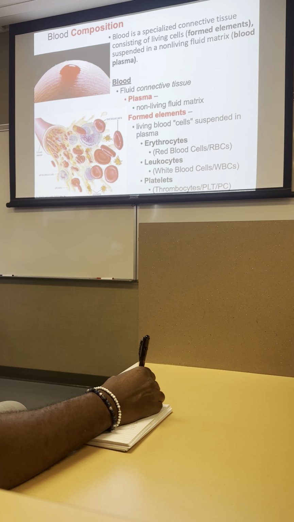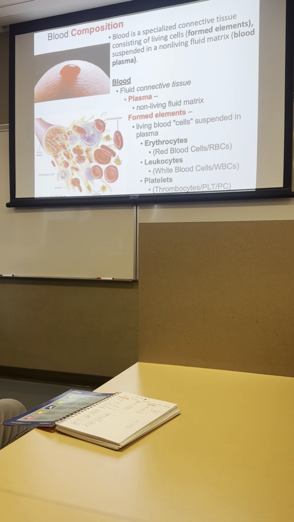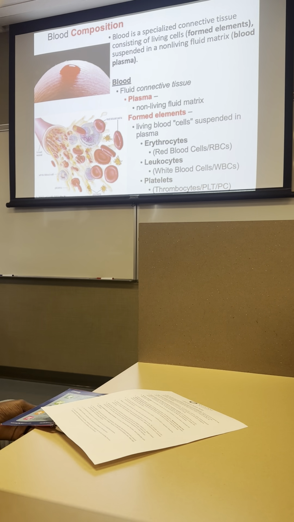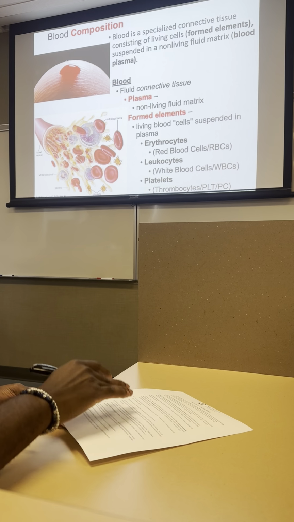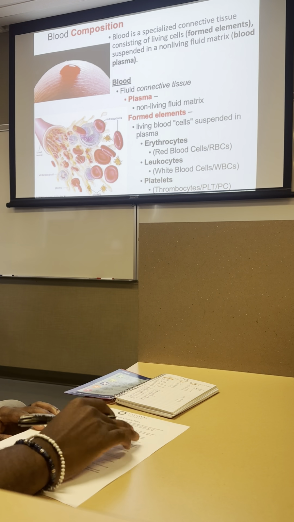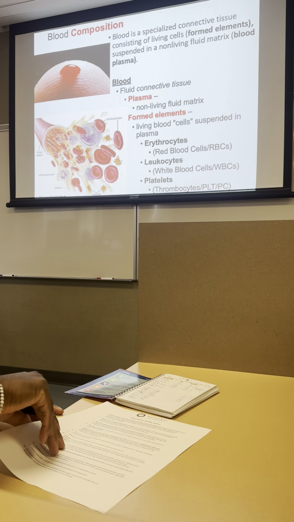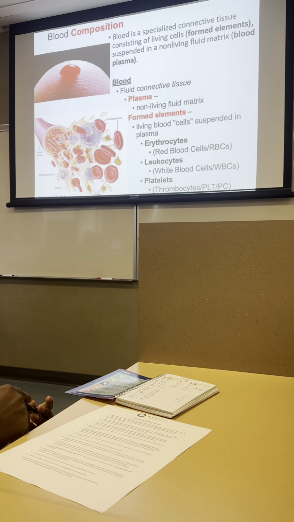So remember that blood is a connective tissue, correct? Yes, it's a connective tissue. It's the only one that's fluid, correct? All other tissues that we saw in 201 were what? Solid. This is the only one that is liquid, okay? And it's comprised of a couple things. What is it comprised of? You guys said it. Plasma and then living cells.